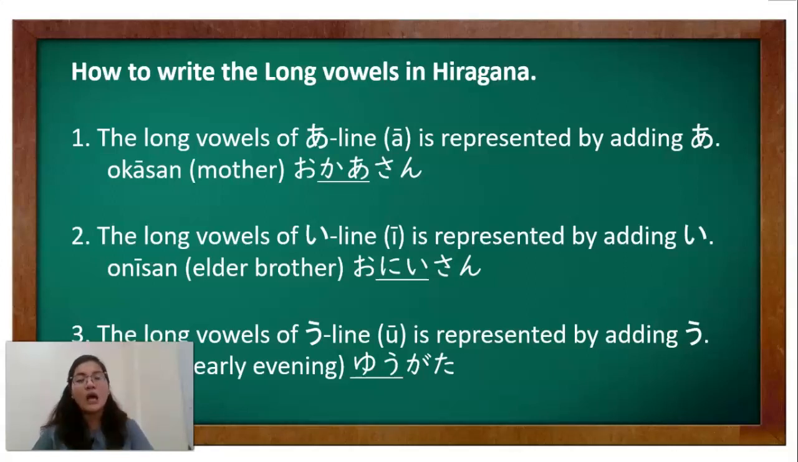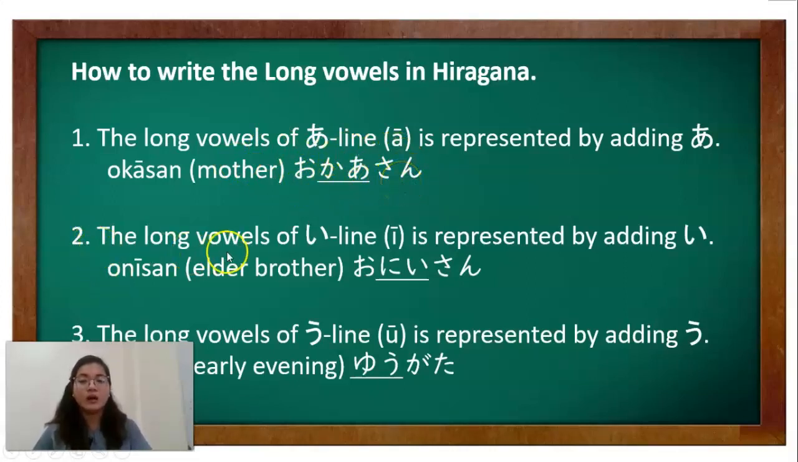Number 1, the long vowel of the A line is represented by adding a. So here, as you can see in Romaji style, there's an upper line for that. You can usually see this in Japanese to English dictionaries. Here's an example of the long vowel: okaasan. Okaasan means mother. So this is how you write it in hiragana.